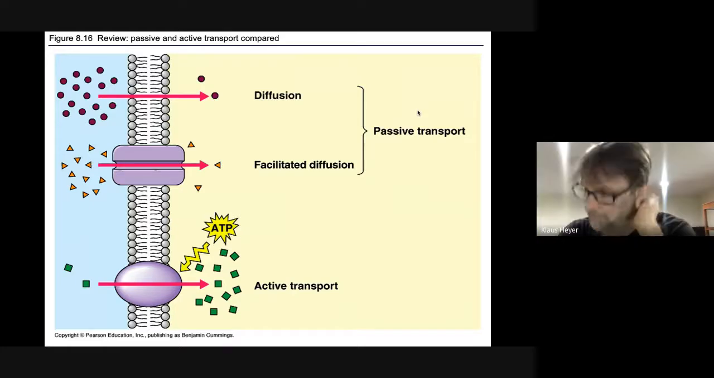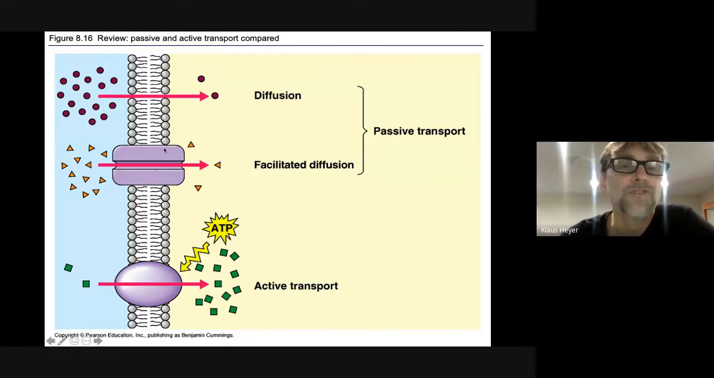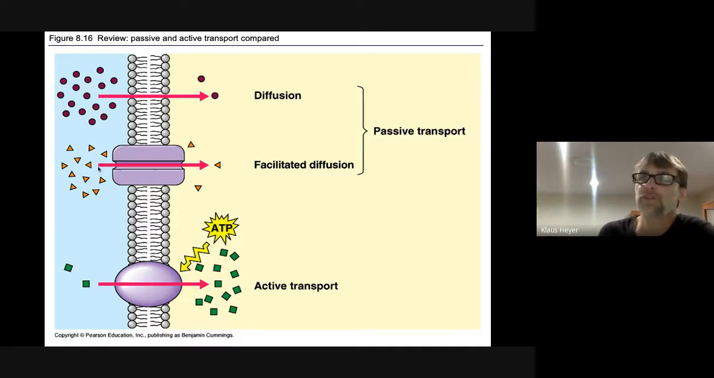So you have diffusion. Sometimes you have diffusion, but you need help. Sometimes molecules are too large to get through, right? Because you see what's happening with these dots. They're squeezing in between the phospholipids. So some things can't necessarily squeeze between the phospholipids. They need to use a gate.